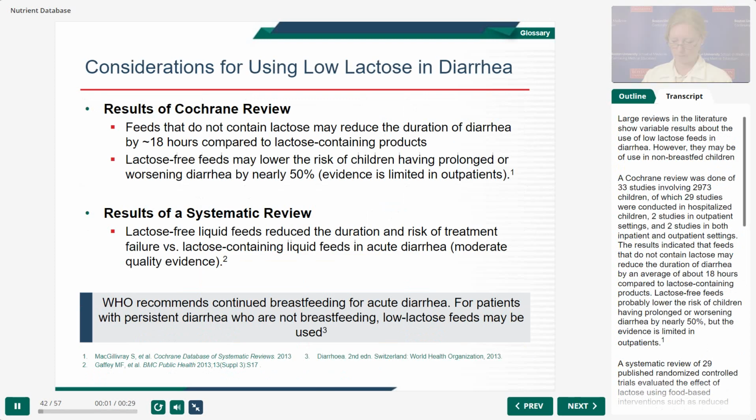In terms of the use of low lactose products in diarrhea, there is a little bit of controversy in the literature. However, systematic reviews have been done, and the WHO recommends first to continue breastfeeding during acute diarrhea, and for those who have persistent diarrhea and are not breastfeeding, you can consider low lactose products.